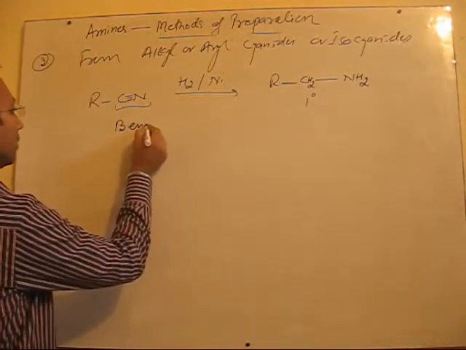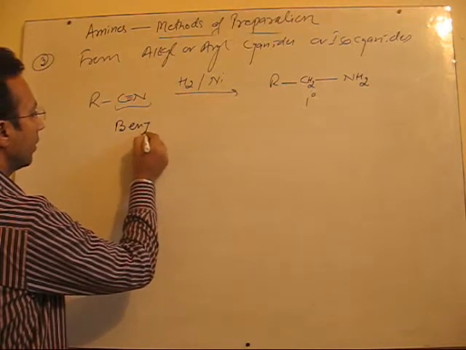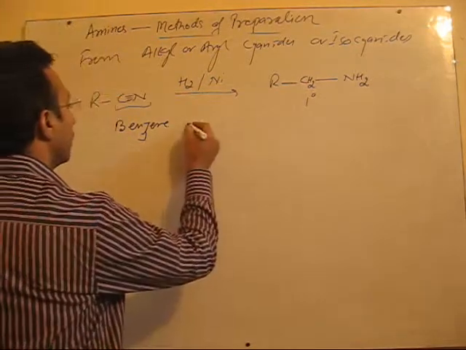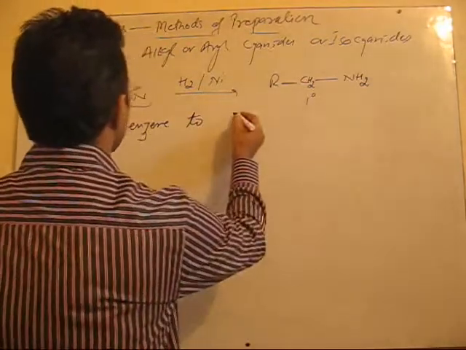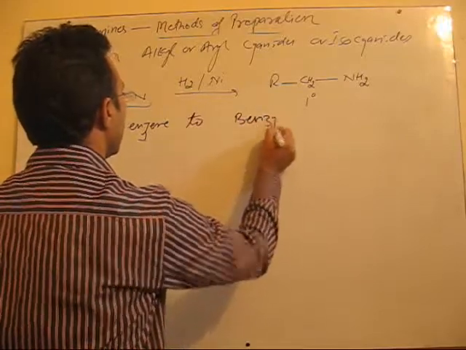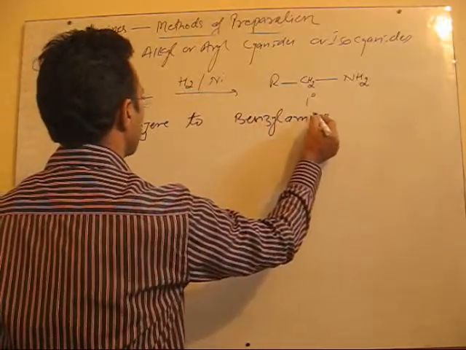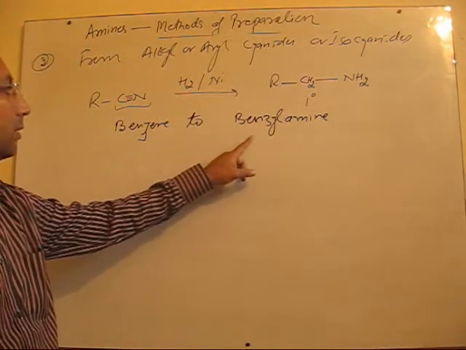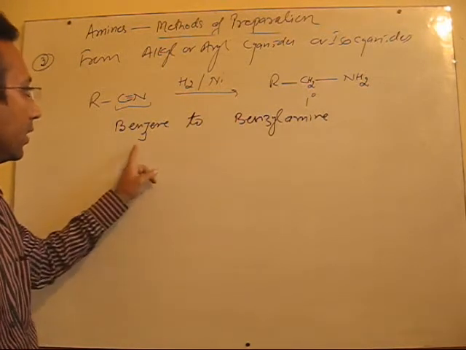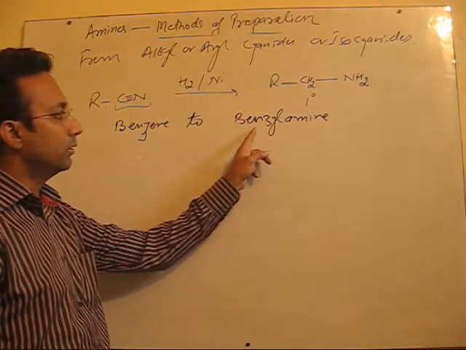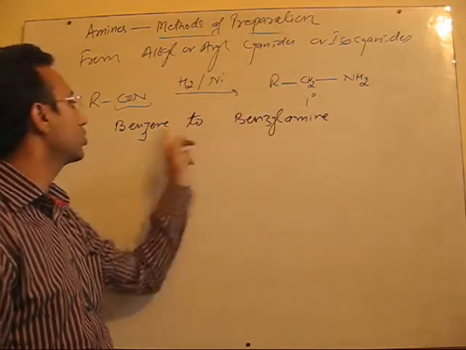Benzene to benzylamine. Fine. Now in this case you see that one carbon is increased, right? So we definitely need here one cyanide group attached to the benzene ring.